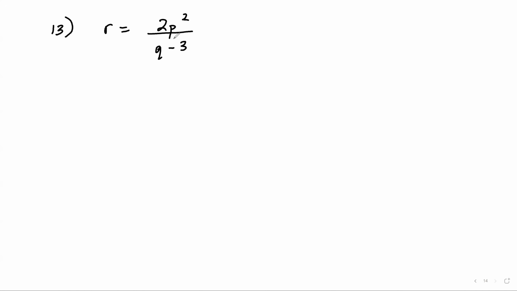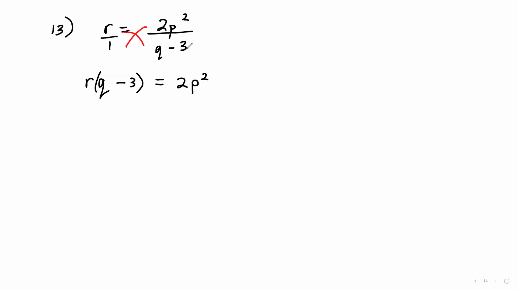Let's see. First, I'm going to need q to come out of this denominator. So I'll cross multiply. So I'll get r times q minus 3 is equal to 2p squared. That's how you get rid of the fractions. Anytime you have fractions on both sides, or even if you just had r, you could put it over 1 and cross multiply. I don't know if you all remember that from when we were doing trig. So r times q minus 3 and then 1 times 2p squared.